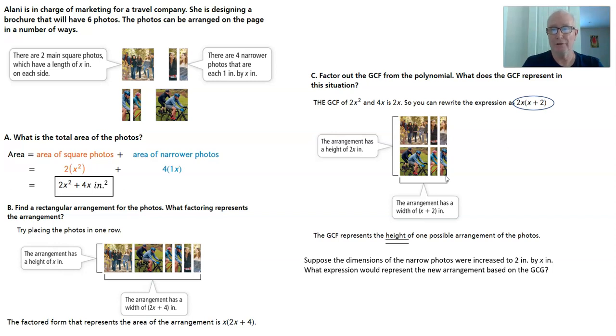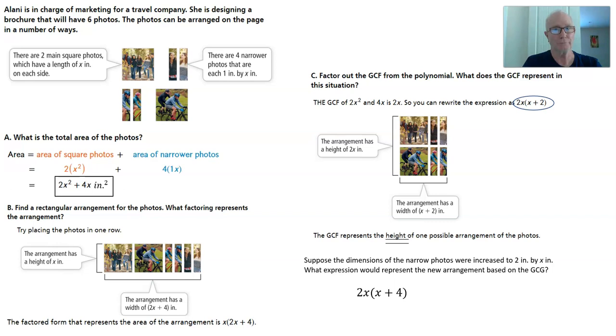Okay, if these photos are 2 inches, then in this kind of arrangement, we'd have x plus 4 inches, and we'd still have the 2x's factored out. So our arrangement would be 2x times x plus 4. The 2x is the greatest common factor. So greatest common factor should be pretty easy. But it's important that we focus on this because when we do other factoring, we always want to look for the greatest common factor first.